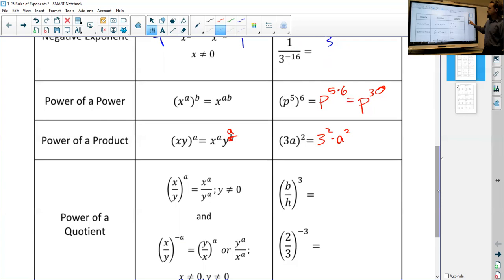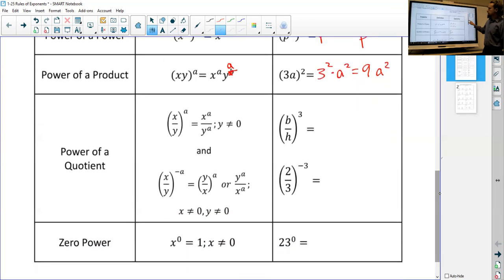I don't remember if they wanted you to actually solve this one, but you could rewrite this as 9a squared. I'm not even sure why I'm putting the times there. It would just be 9a squared. But you can leave it as 3 squared as well, because really it's just a matter of writing out what the exponents would be.